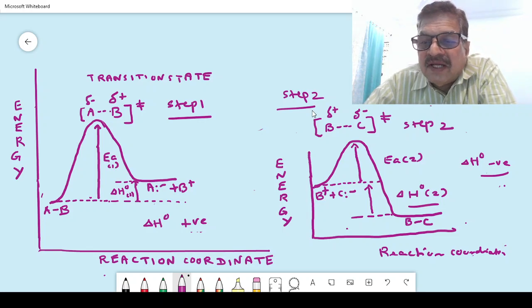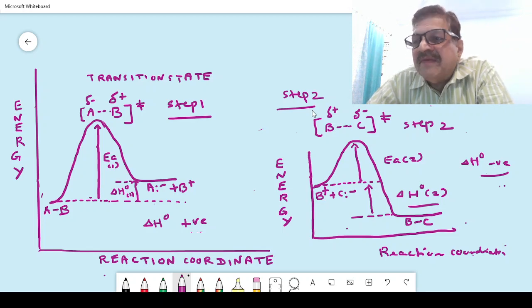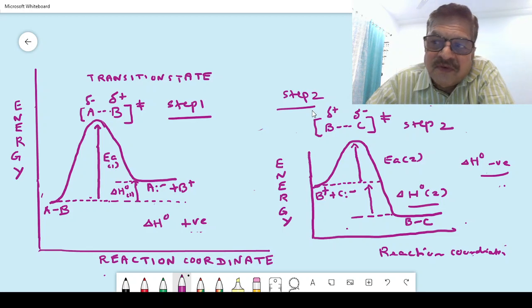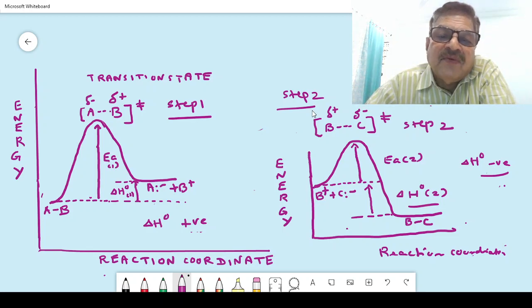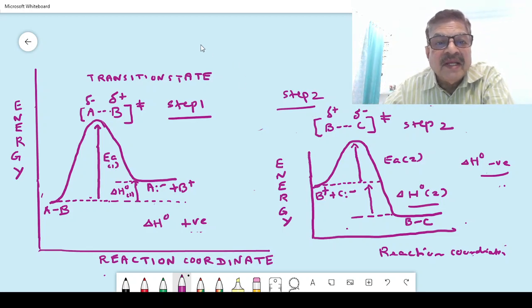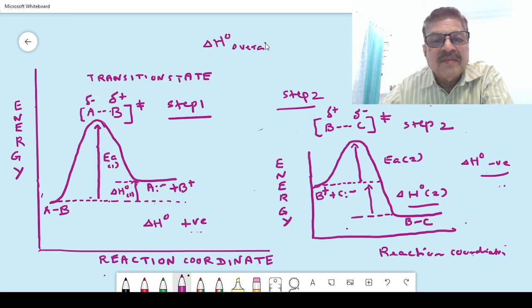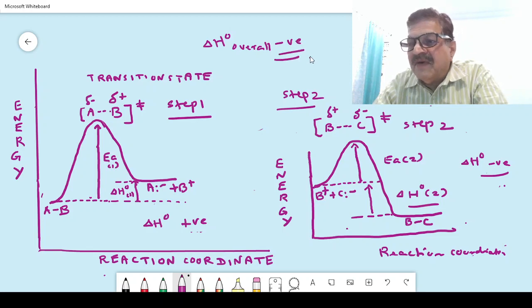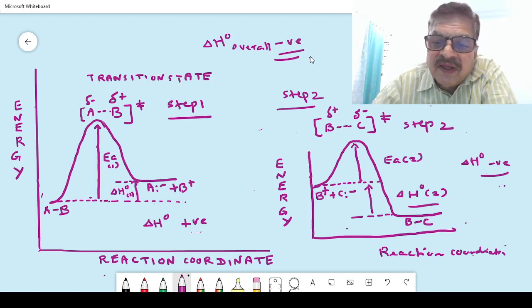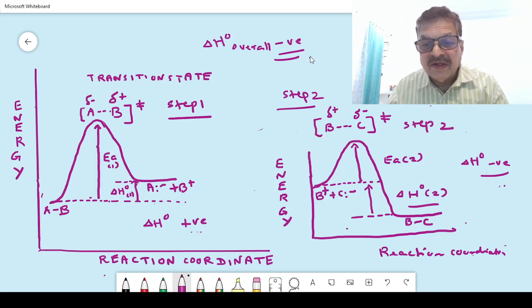Overall, it will be an exothermic reaction. Therefore, the difference between the reactants and the products, delta H overall, will have a negative value, because it is presumed to be an exothermic reaction. The products will be at a lower energy than the starting materials. As shown here in step 2, the products are at a lower energy than in step 1.